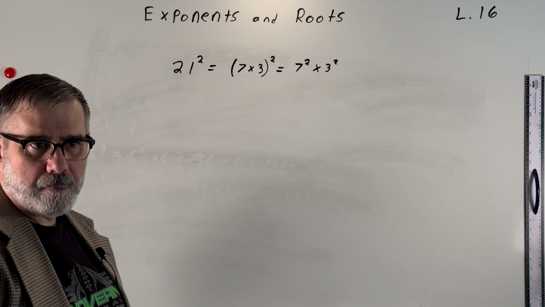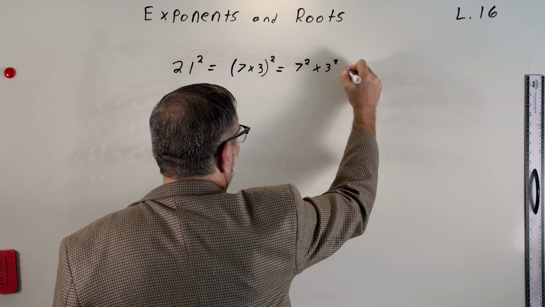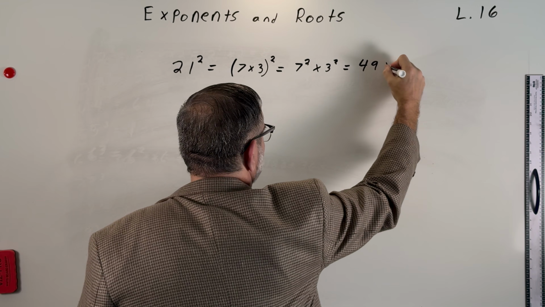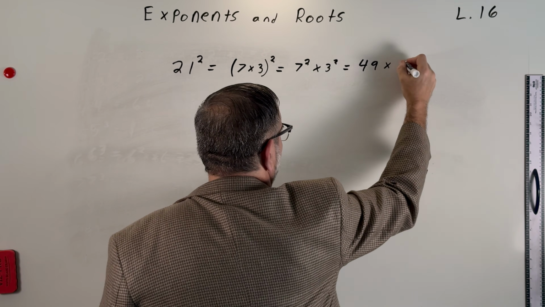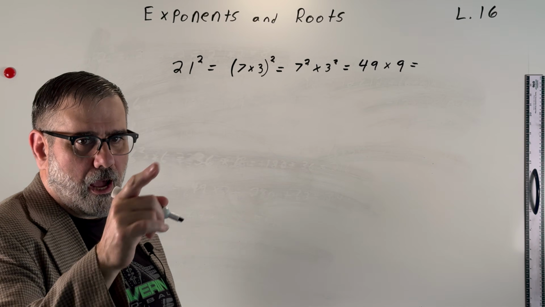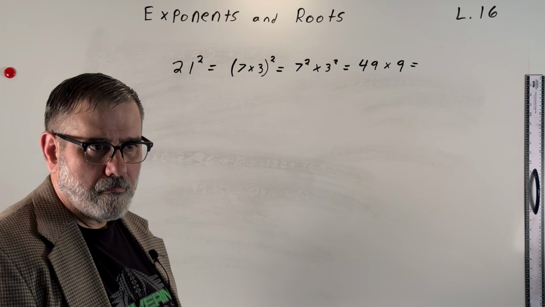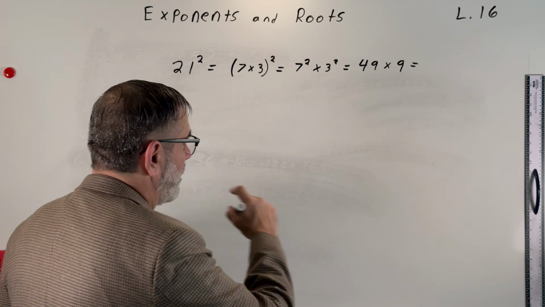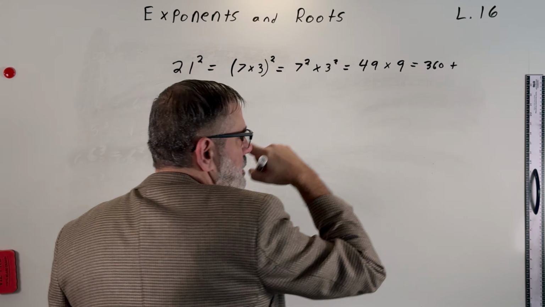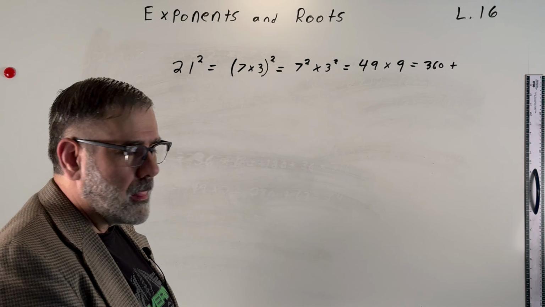Well, what is 7 squared? 49. And what is 3 squared? 9. So we have 49 times 9. 9 times 40? 36. Well, 360, right? Because it's 40, not 4. So that's 360 plus, what is 9 times 9? 81.